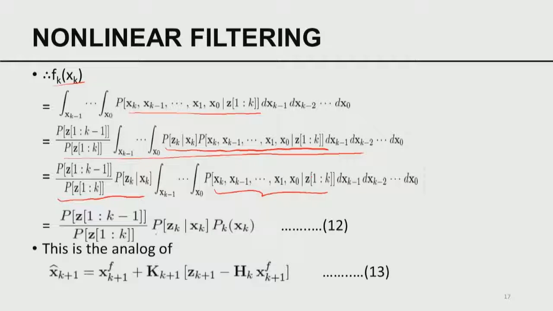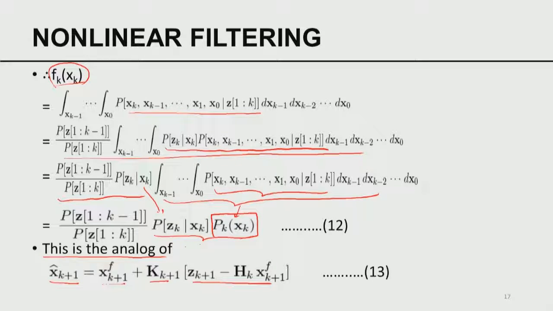If I integrate this, I get an expression which is the probability of zk given xk times the probability pk xk. This probability pk xk comes from here. So this integral in its entirety gives rise to pk xk. Now look at this. This is the analog of the analysis. The analysis at time k plus 1 is equal to the forecast at time k plus 1 times the Kalman filter gain times this. What is the analog coming in here? This is the filter density. This filter density depends on the forecast density and the observation. So that gives you the recursive form, and this is the analog of the analysis step.